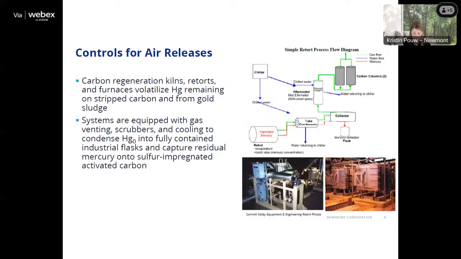Next slide, please. So I won't spend too much time on air releases because that's not the focus of today's discussion, but I did want to just quickly touch on some of the controls that we have. So our carbon regeneration kilns, our retorts, and our furnaces all operate at very high temperatures, which can volatilize mercury that was remaining on stripped carbon or within gold sludges that are being treated. So these systems are all equipped with gas venting, scrubbers, and cooling systems, which serve to condense elemental mercury into fully contained industrial flasks, and also carbon columns to capture any residual mercury onto sulfur-impregnated activated carbon. And together, those controls for air releases achieve greater than 99% removal of mercury. Next slide, please.